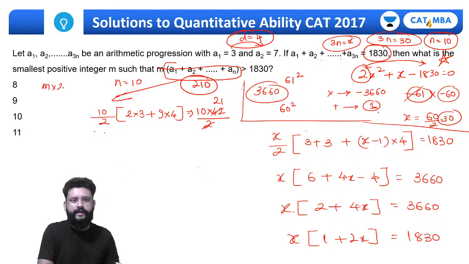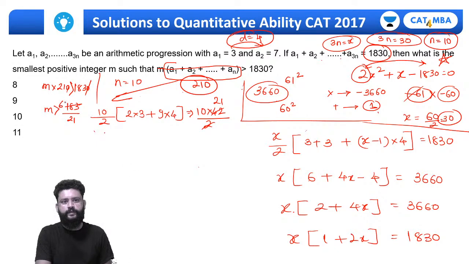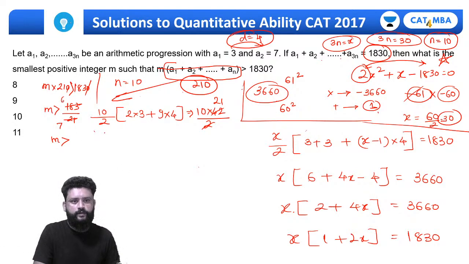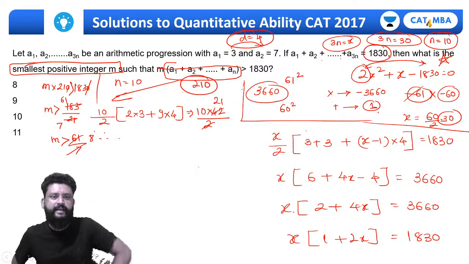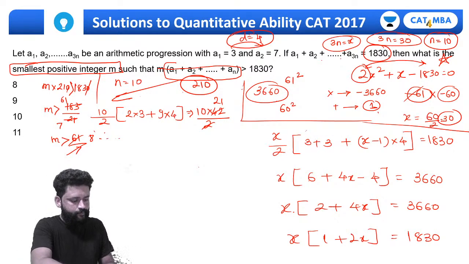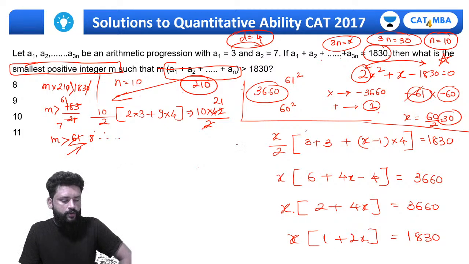So m into 210 must be greater than 1830. That simply means m must be greater than 183 divided by 21. 61, 7 8s are 56. m must be greater than 61 by 7. That comes out to be 8 point something, greater than that. So the smallest possible value of m, what will be the smallest possible value of m? What will be the smallest?